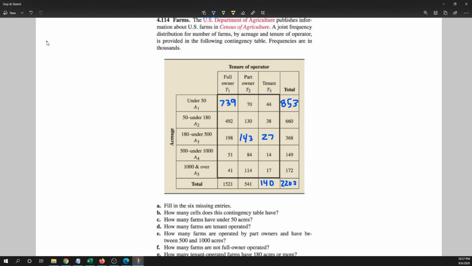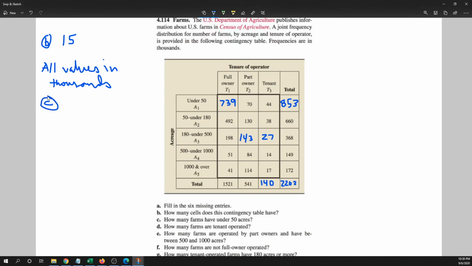Part B, how many cells does this have? And the cells, right, are these here. So this is a 1, 2, 3, 1, 2, 3, 4, 5. So 15 cells. And now they're going to be talking about how many farms. So instead of having to write thousands every time because these frequencies are in thousands, I'm just going to say all values in thousands. So I don't have to keep writing that over and over again, especially using the mouse, which is kind of a pain.